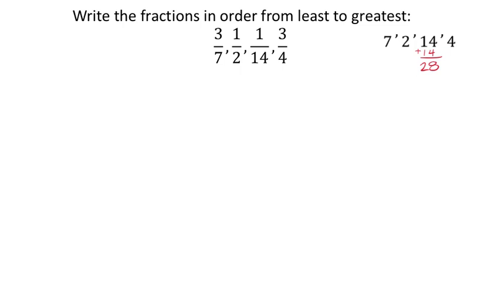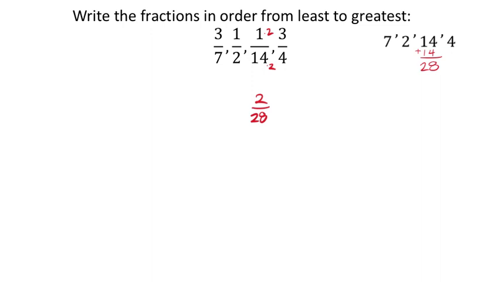So I can scale up my 1/14 simply by seeing that 28 is the second multiple of 14 to get a new denominator of 28, but I would have to scale the numerator 1 times 2 to get 2/28. Okay, and I can get 28ths out of 7, 2, and 4. I guess I'll start with the 7. I'll go from left to right this time.